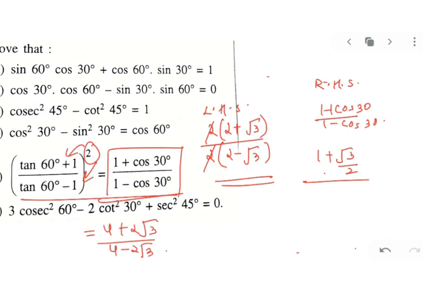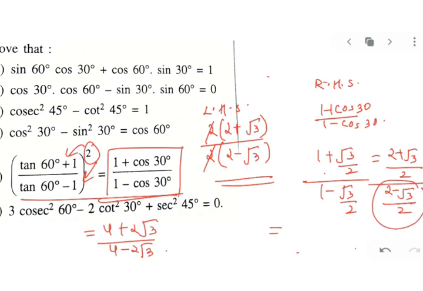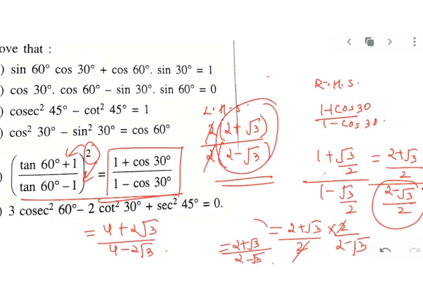Next will be 1 minus cos 30. So that will be 1 minus root 3 upon 2. Yes, you have to take the LCM. So above will be 2 plus root 3 upon 2 and below will be 2 minus root 3 upon 2. When this goes up, this will reciprocate, we all know. So the denominator 2 minus root 3 upon 2 will be reciprocated. 2 cancels, and my answer is 2 plus root 3 upon 2 minus root 3. Is that clear? So you got left hand side equal to right hand side.